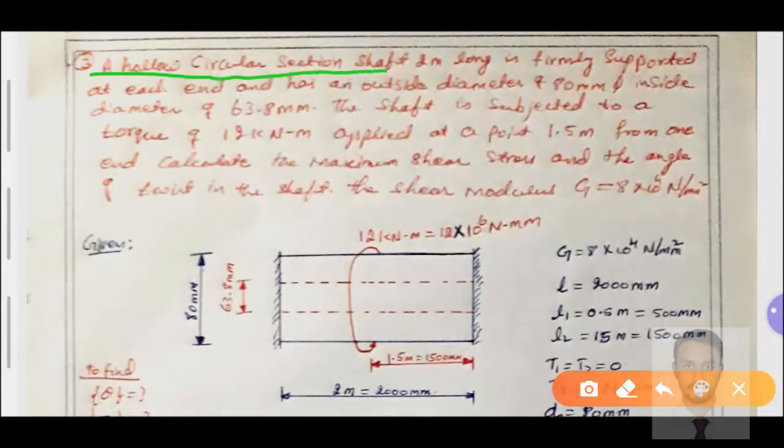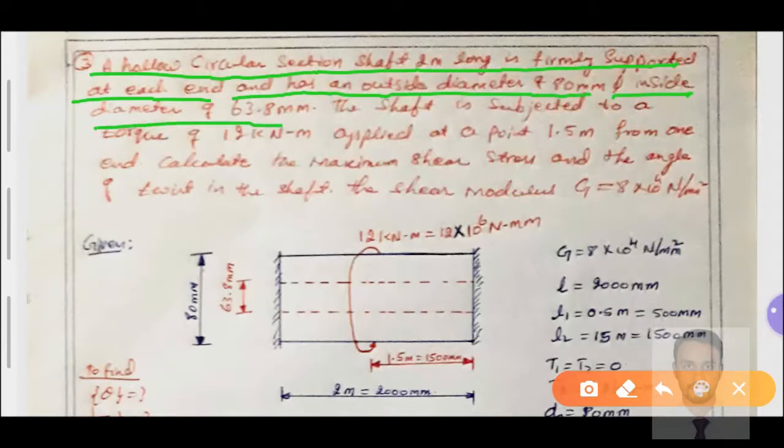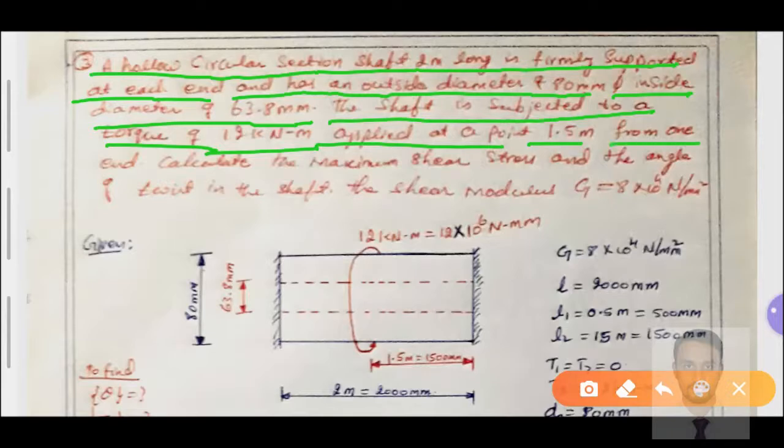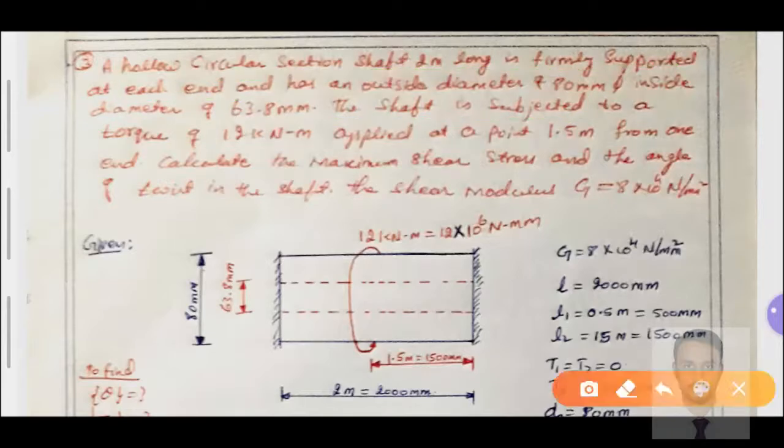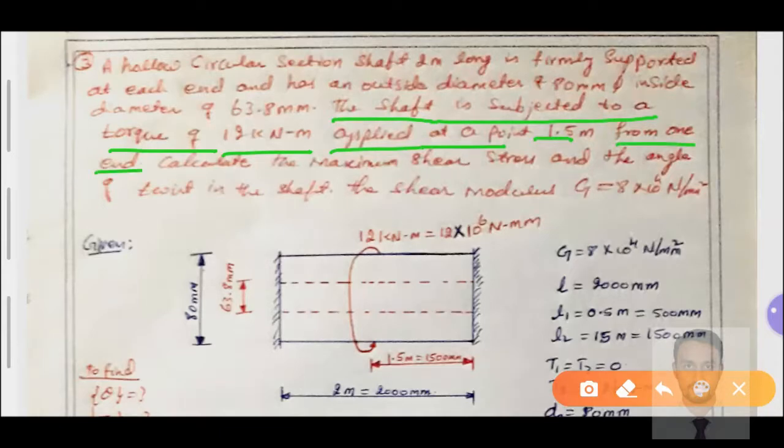A hollow circular cross section shaft 2 meter long is firmly supported at each end and has an outside diameter of 80 millimeter and inside diameter of 63.8 millimeter. The shaft is subjected to a torque of 12 kilonewton meter applied at a point 1.5 meter from one end. It is very much important, you concentrate on this statement. I have considered the right side end.